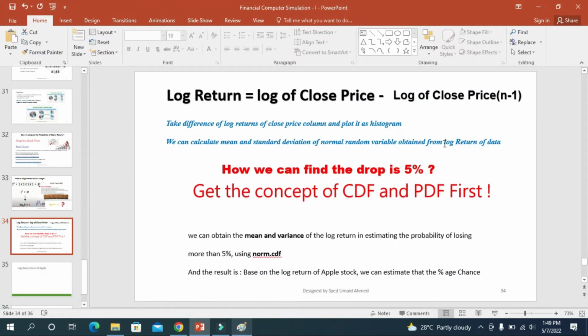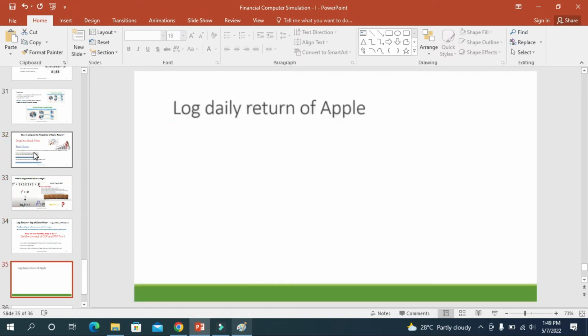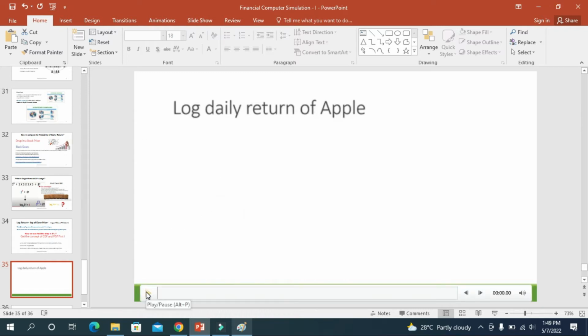That is the concept, because for the closing price of shares we do not compute the return, we compute the log return. By using this formula of log return we have a very important concept, and this log return will automatically produce the normal distribution. So let us examine the log daily return of the stock price of Apple. Let us see some part of this video.